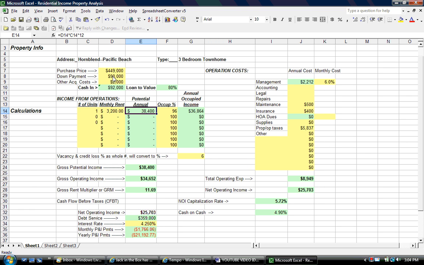What makes this particular deal so good, and this was my deal of the month this month, it sold in 4 days after I posted it in our newsletter, is because the gross rent multiplier happens to be 11.69 on this particular property, when in fact in most Pacific Beach properties you're going to find a gross rent multiplier around 12.8 to 13 like we talked about earlier. So this one is priced about 10% below market value.